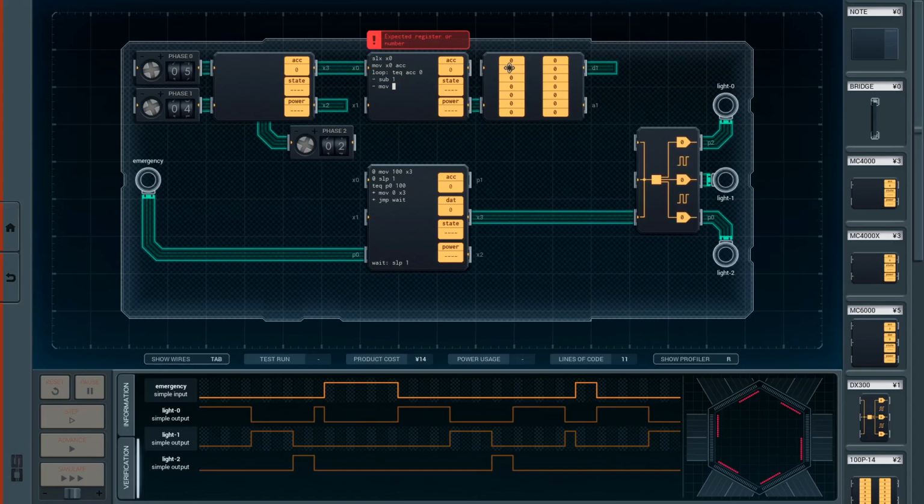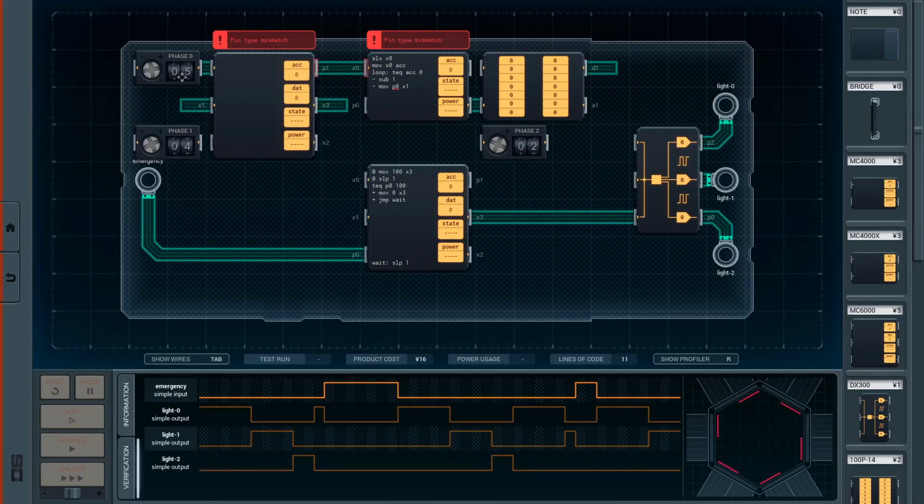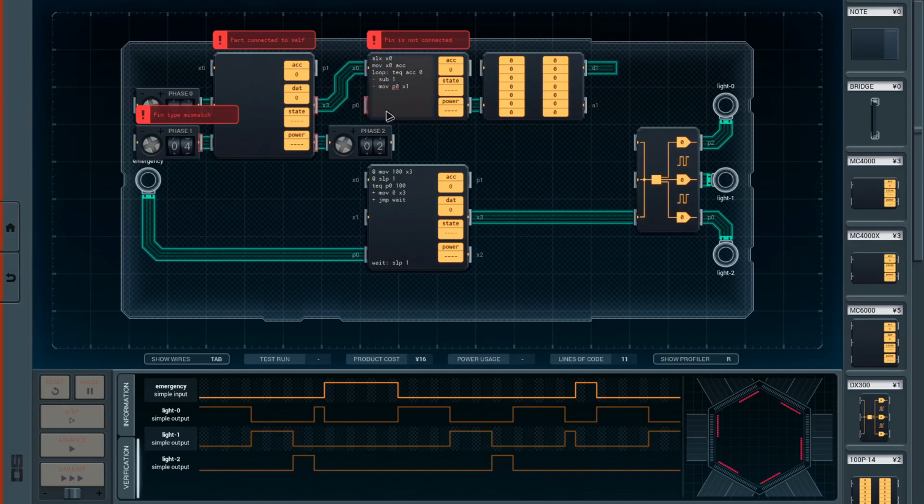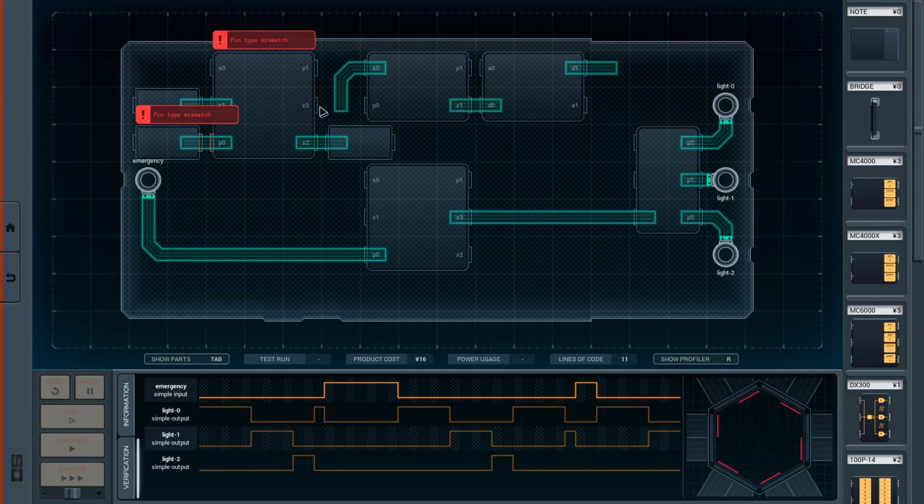Technically, all of those values do fit in a simple pin, so if I had a simple pin to spare here, and I would have one to spare here, I could do this. Move P0, X1. I think that's what's going to have to happen. And that means you need to be a big boy. Pin type mismatch, I understand. Got a little cross thing going on here. Part connected to self. Oh, right. Forgot about you.